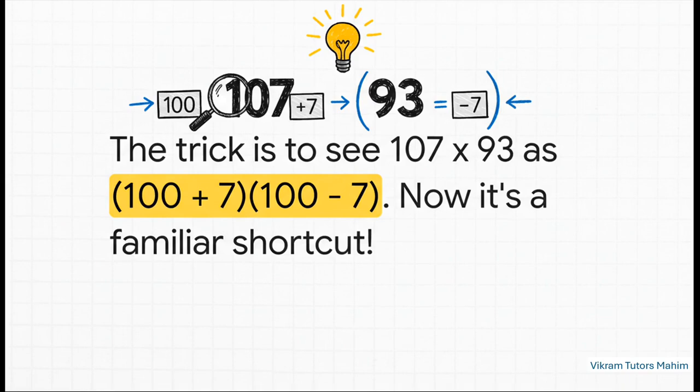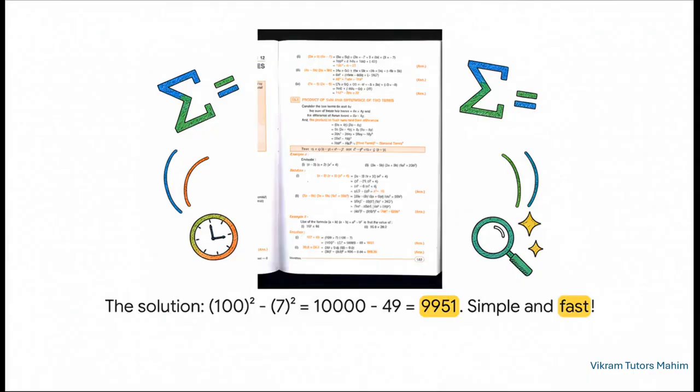All of a sudden, this isn't a hard multiplication problem anymore. It's our old friend, the product of a sum and a difference. And now the solution is incredibly simple. We just square the first term. 100 squared is 10,000. And we subtract the square of the second term. 7 squared is 49. 10,000 minus 49 is 9951. You can do that in seconds, all thanks to that identity.